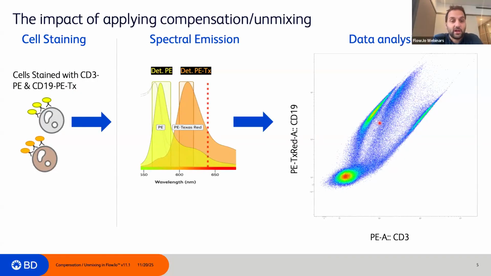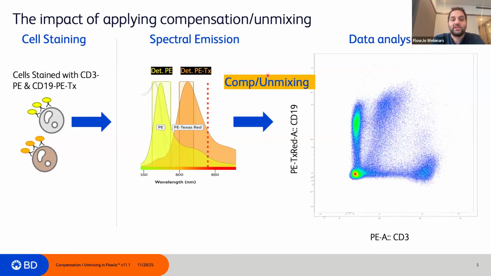And of course, I cannot do anything in FlowJo with that, right? I cannot really gate on those populations, thinking that those are double positive populations. And also I cannot extract statistics. I cannot do anything downstream. So we need to fix that through the process of compensation.